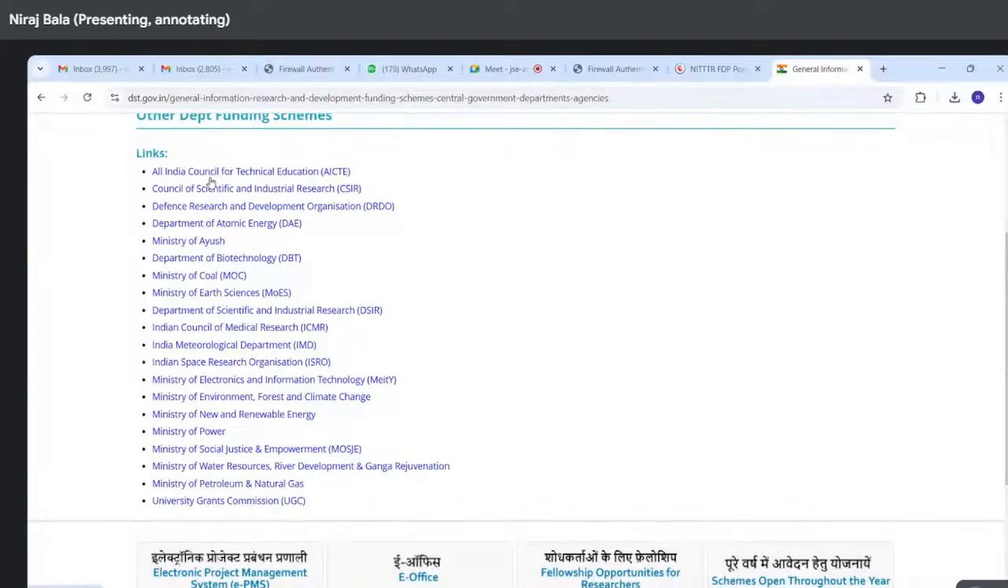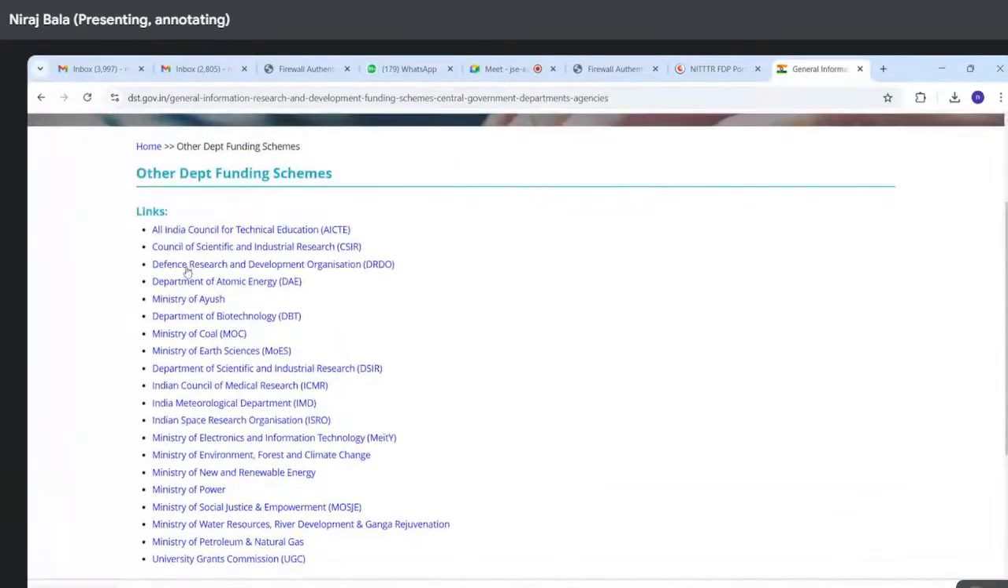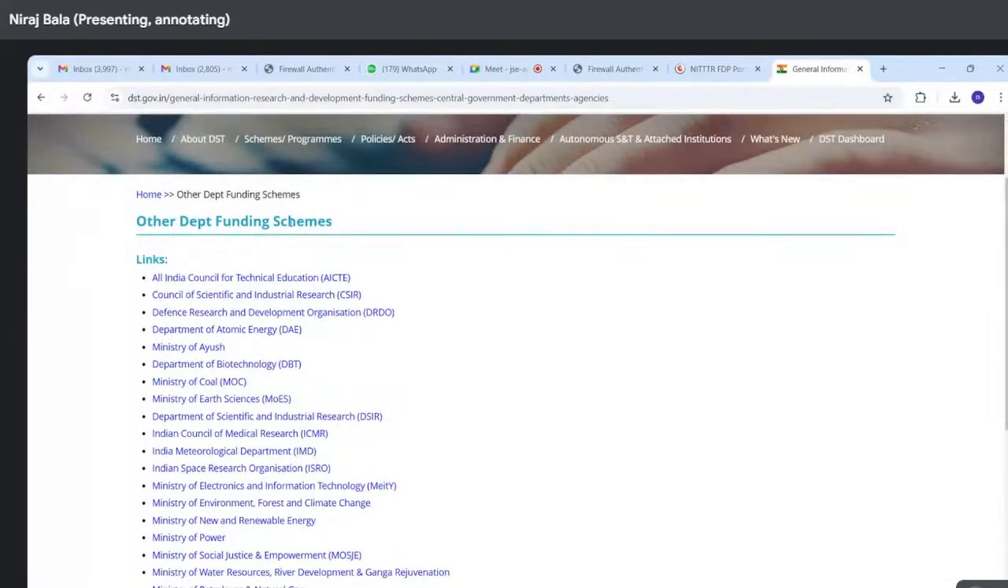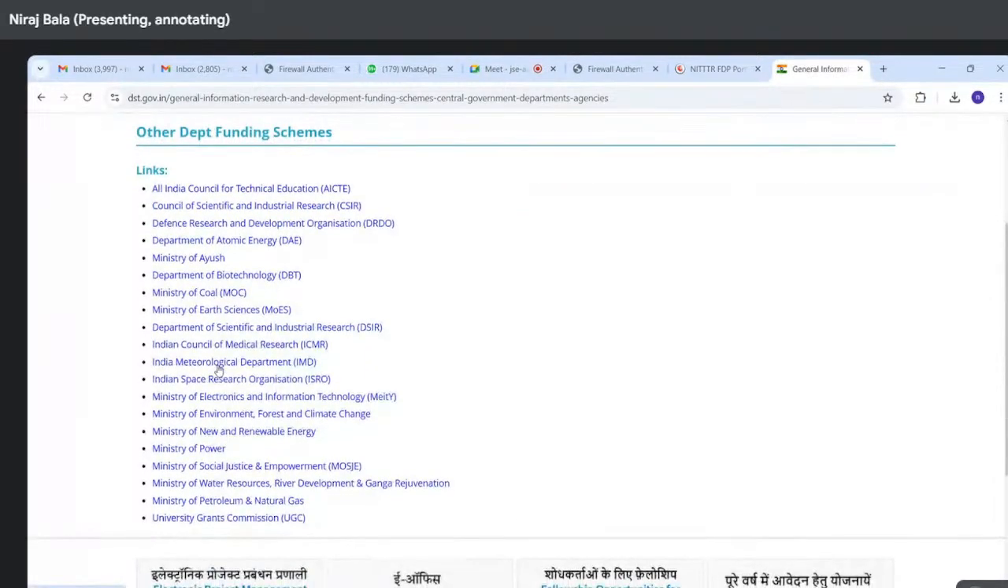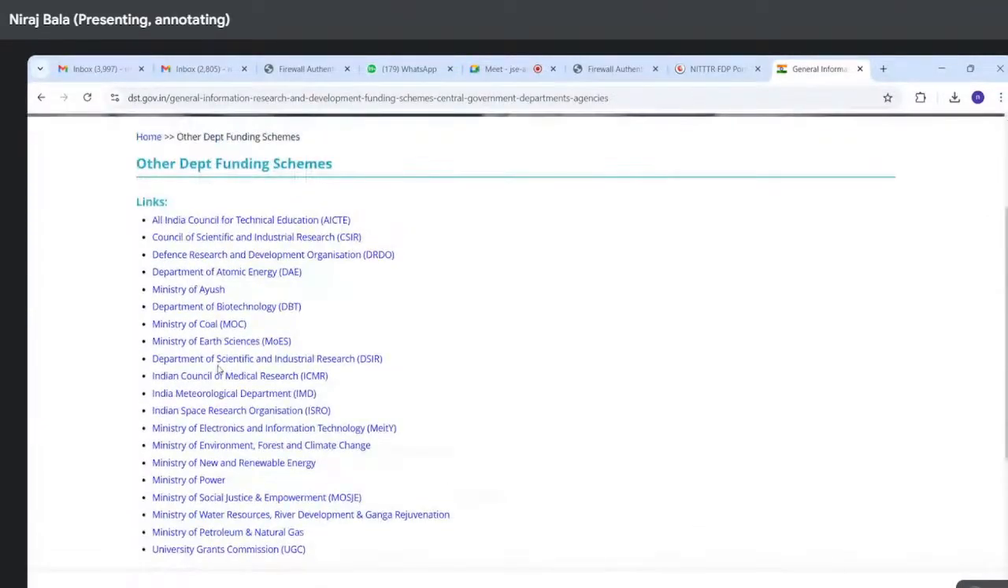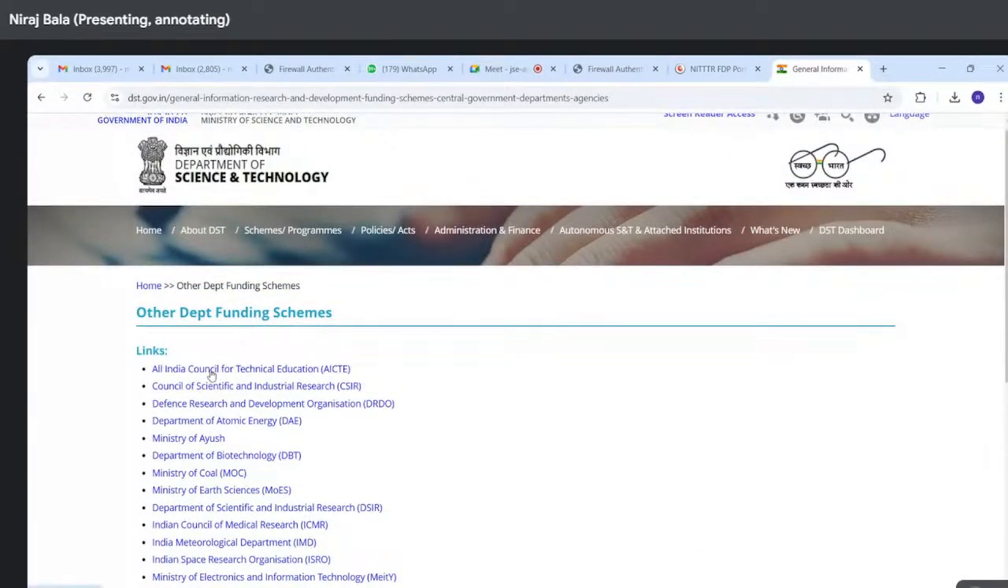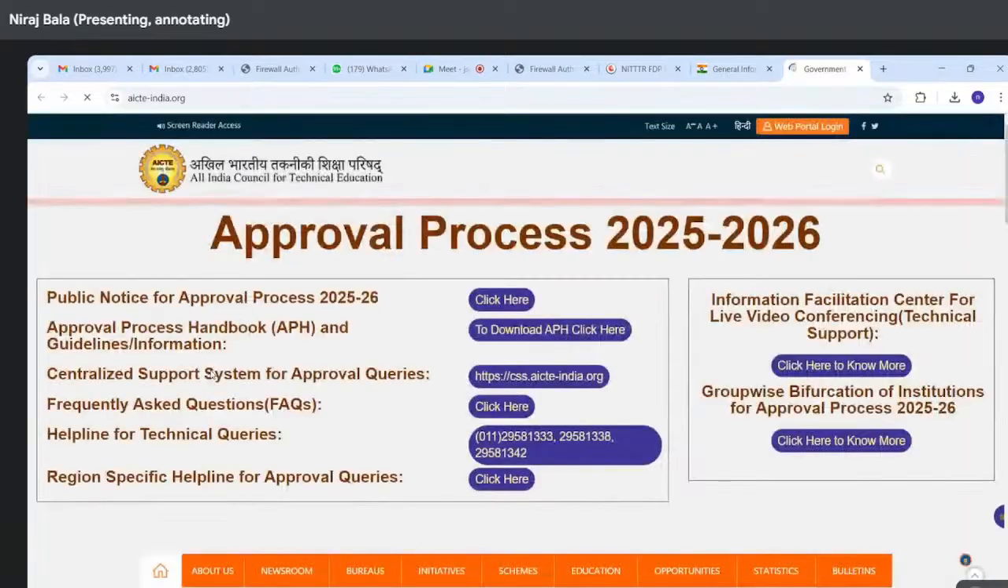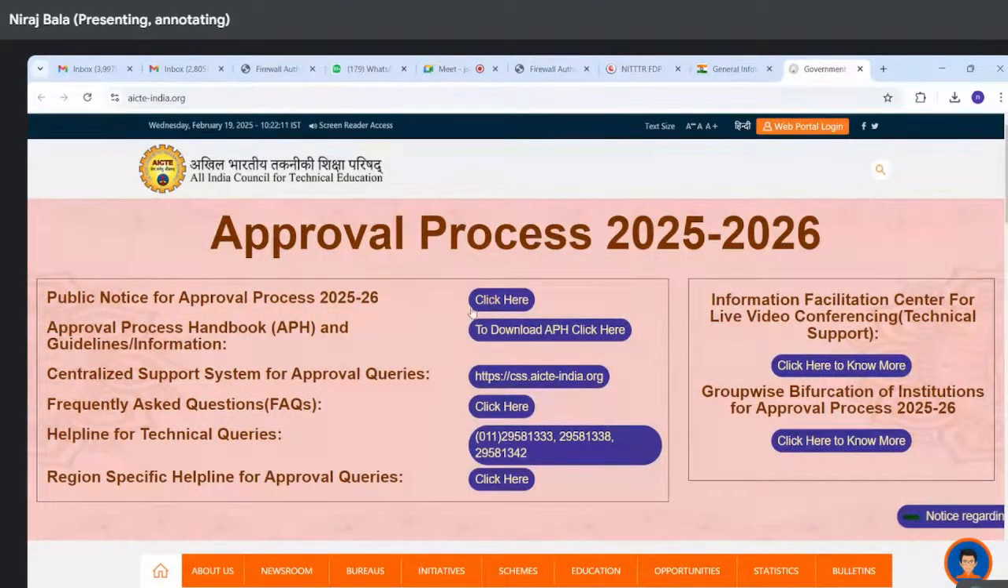Then, I will start from very simple projects, that is from AICTE and DST. If you go to these two schemes, there are lots and lots of research projects available on these two websites alone. I have given you this link, and whenever you click, it will directly take you to that particular website.